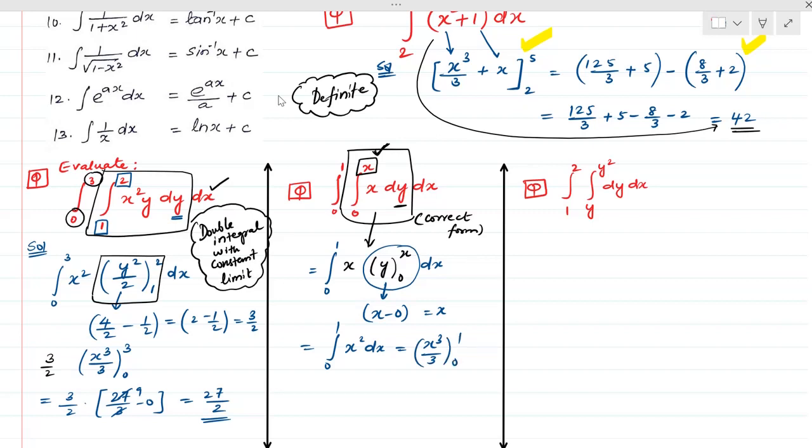Thereafter it is a single integral as usual, the same stuff we have done before. So here you will get what? 1 over 3. That's it.